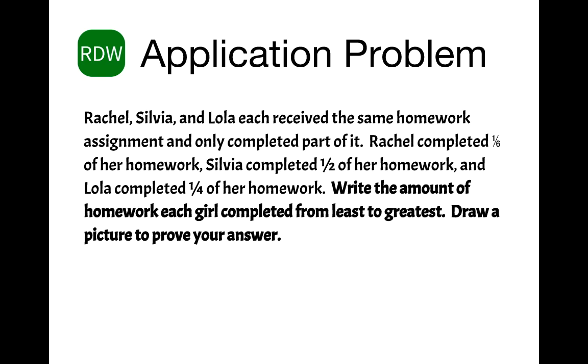All right, so Rachel, Sylvia, and Lola each received the same homework assignment and only completed part of it. Rachel completed 1/6 of the homework assignment. Sylvia completed 1/2 of her homework assignment. And Lola completed 1/4 of her homework. Write the amount of homework each girl completed from least, the smallest, to greatest, the biggest. Draw a picture to prove your answer.